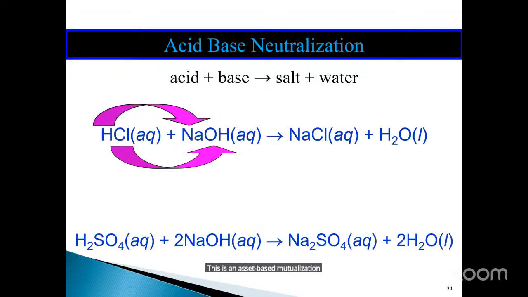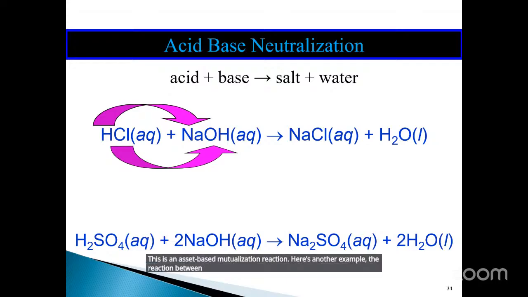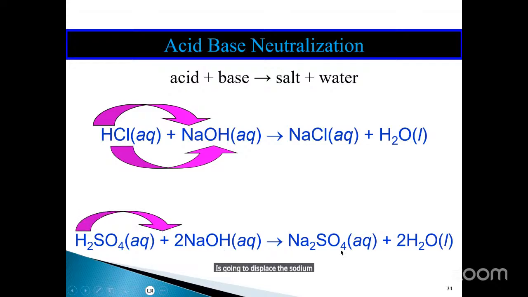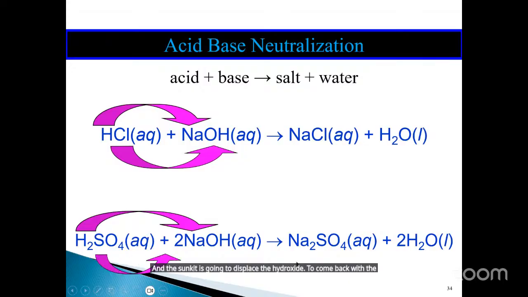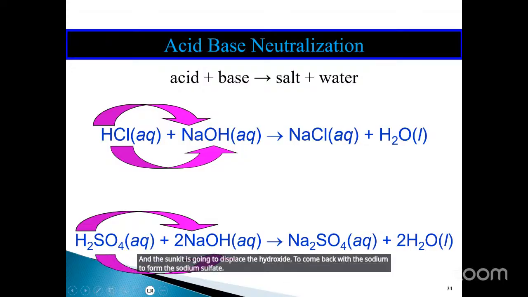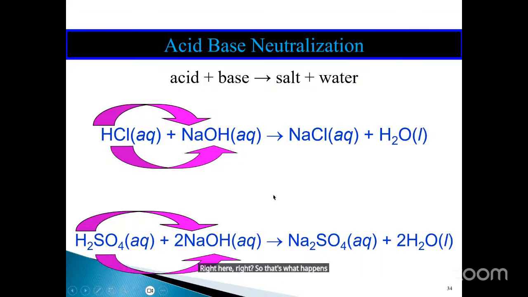Here's another example, the reaction between sulfuric acid and sodium hydroxide. Same thing's going to happen. The hydrogen here is going to displace the sodium to form the water that is formed over here, and the sulfate is going to displace the hydroxide to come back with the sodium to form the sodium sulfate right here, right? So that's what happens in this type of reaction. Okay, so that's an acid-base neutralization reaction, which is a type of double displacement reaction.